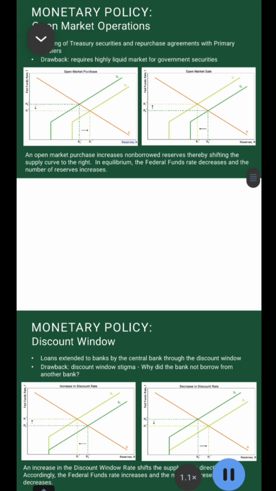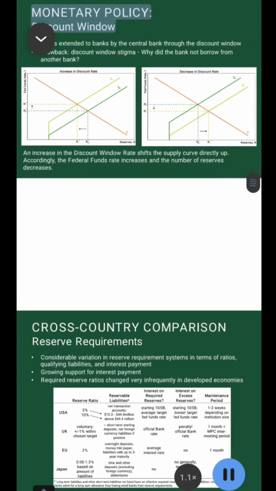Open market purchase. Reserves, R, Fed funds rate, FF. R0, R1, FF0, FF1, D, S0, S1. Open market sale. Reserves, R, Fed funds rate, FF. R0, R1, FF0, FF1, D, S0, S1.